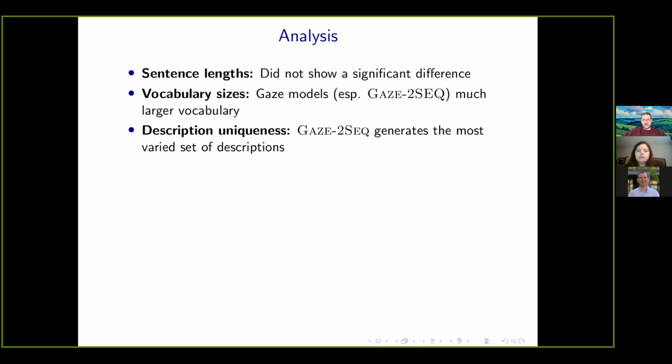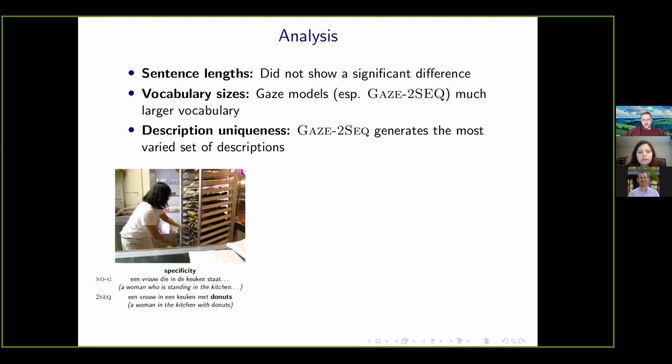And then we also saw that the gaze 2sec model, the one with the extra gaze LSTM, generated the most varied set of descriptions. By definition, the no gaze model and the aggregated model only generate a single description, but the sequential and speaker-specific models also allow us to generate various descriptions for a single image. I will now tell you a little bit about some phenomena that we saw in the generated captions.